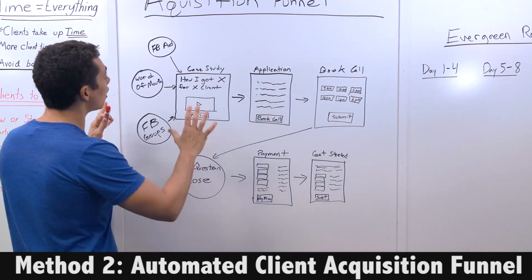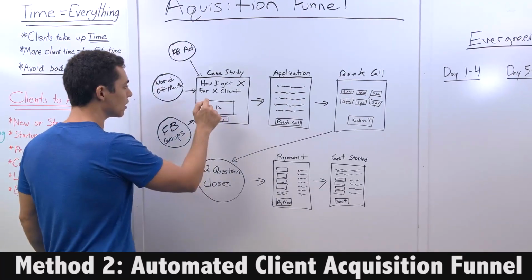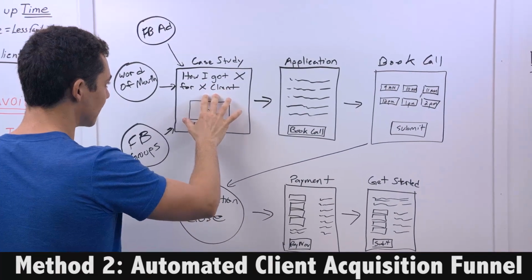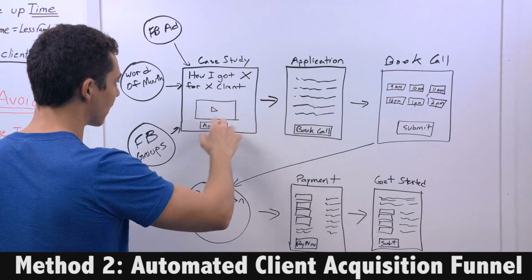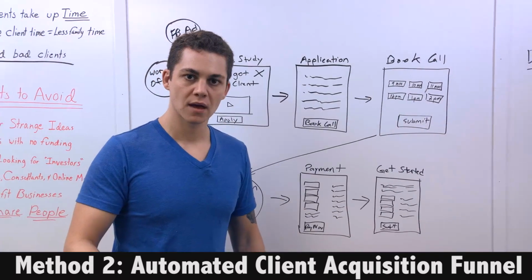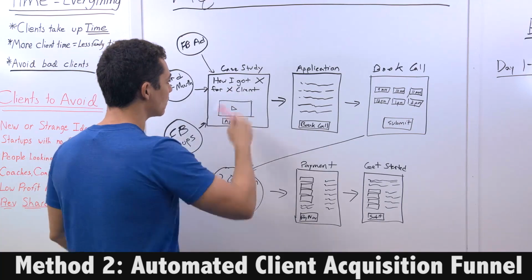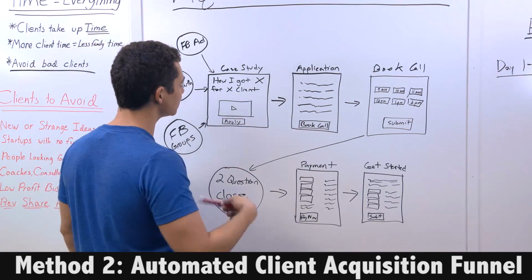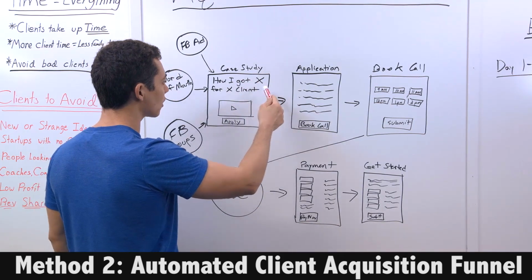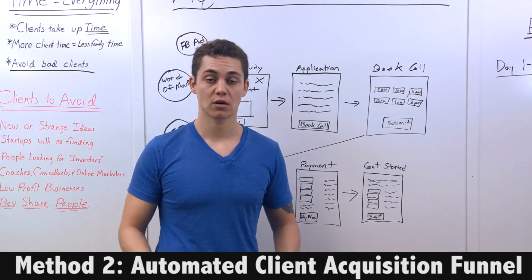So let me go through the automated client acquisition funnel, which is method 2. So we create a landing page and a thank you page. All right? And the landing page is simply going to offer this case study, how I got X for X client. So for Danny, how I made $18,000 for a mortgage client with only $380 in ad spend. That's what I would call it if I were him.